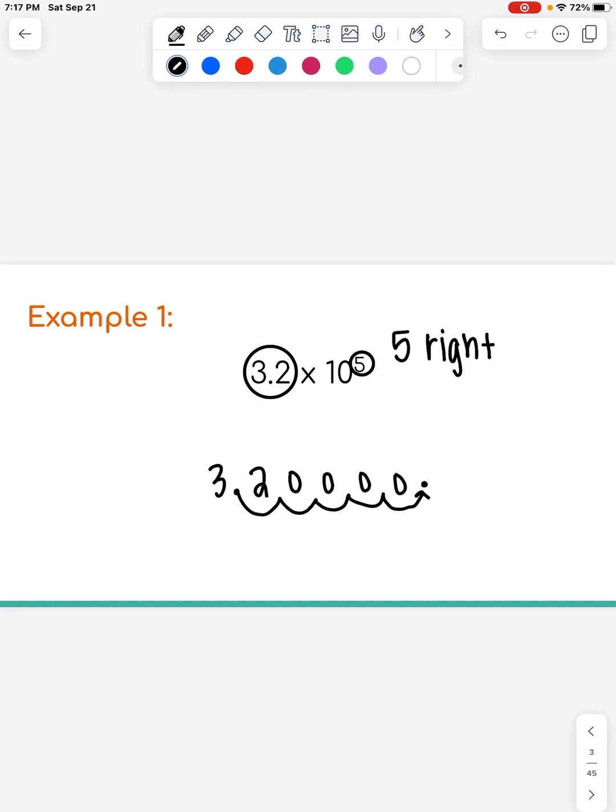And remember, we are moving our decimal, so it is no longer in that original spot. So when I rewrite it, I am not going to keep it there. So I have 3, 2, 0, 0, 0, 0. Now we don't need to put that decimal at the end. If you think about how you regularly see numbers, typically it is not there.